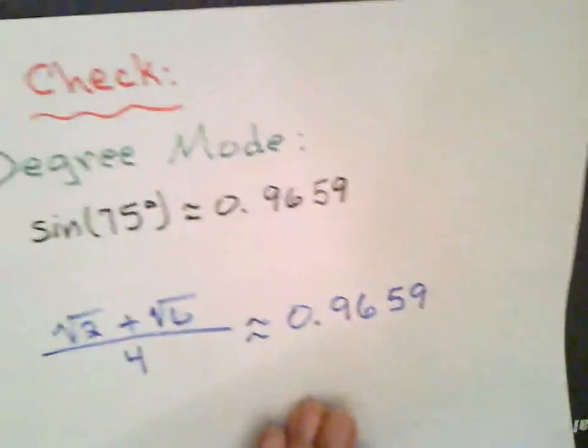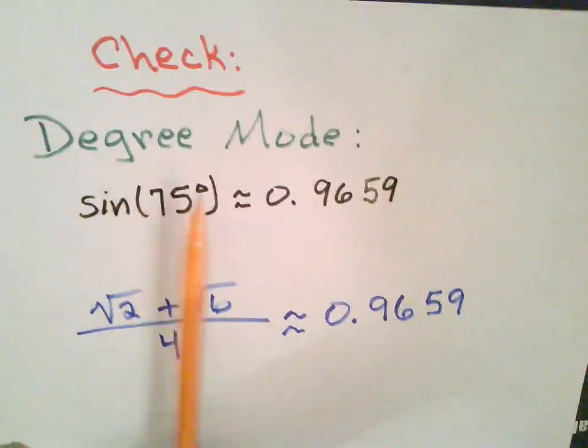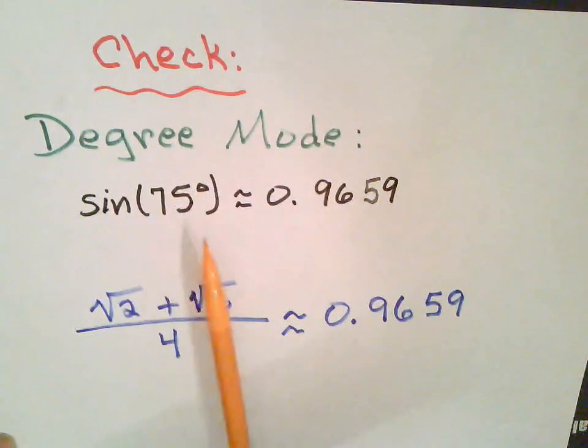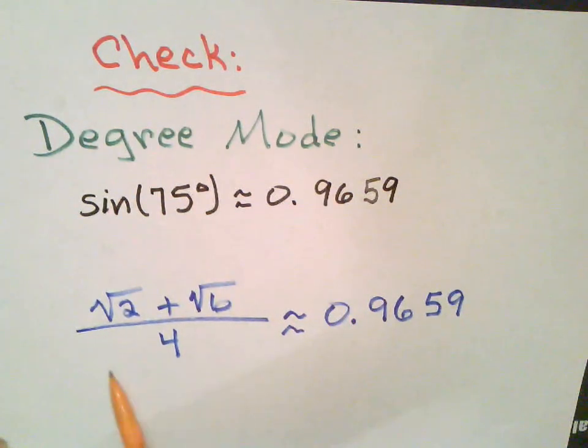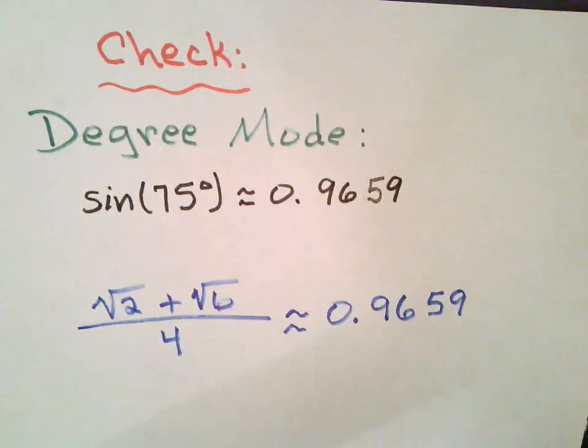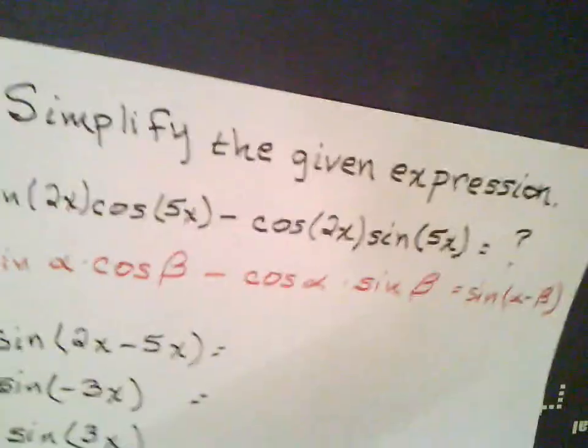And again, we can check this on our calculator. Put your calculator in degree mode and find the sine of 75 degrees, and you're getting approximately this. Put this ratio in, and you're getting approximately this. So you can check it on the calculator like that, looking at the decimal. But when it says exact, remember, no decimals for an exact answer.